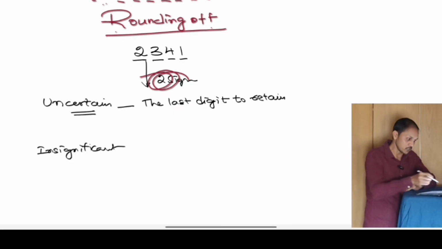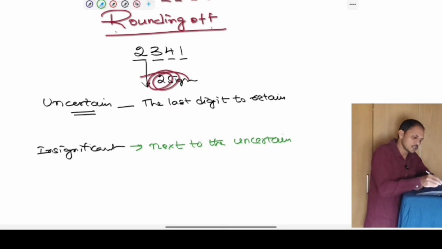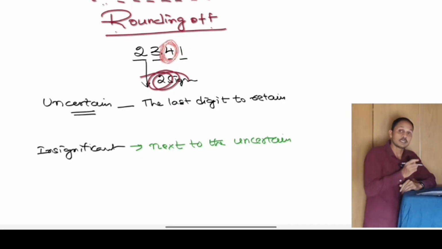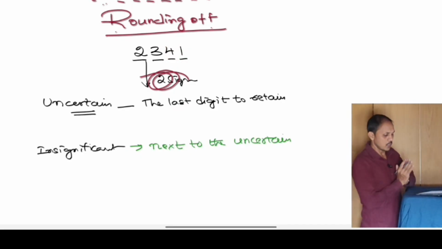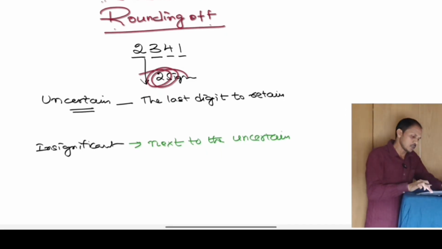Then what is the insignificant? Simple. Insignificant is nothing but the number next to the uncertain. So in our example, 3 is uncertain, the next one is 4, that is insignificant. Okay, now how do these two help us to round off? Let us see the rules.